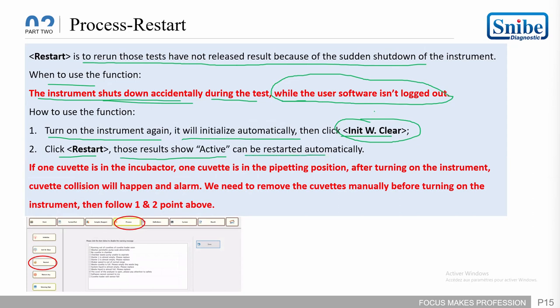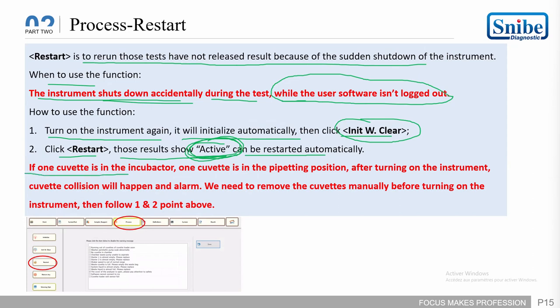Some of the tests may be finished and display the results. Some tests are not finished. So we don't need to go to the sample and reagent interface and order the samples from zero. The samples that show active are ordered, so the memory exists, they are saved and they are still ordered. The analyzer recognizes this order, so we can restart these samples without making an order from zero.